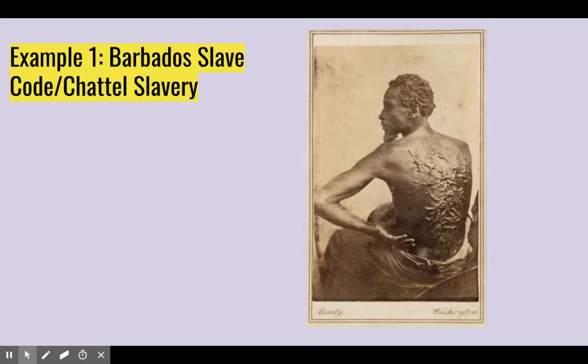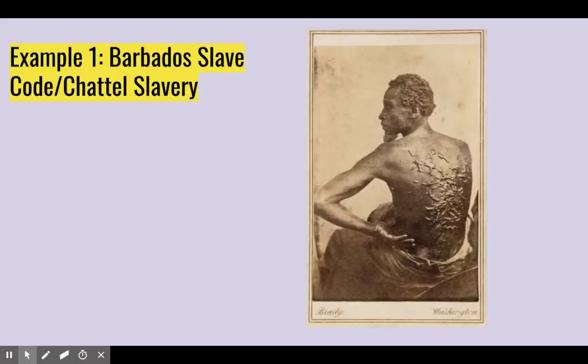And slave status could be inherited, meaning if there were children who were born to slaves, that status of slavery was passed through the mother's bloodline. So if the mother was enslaved, the child would be enslaved for life. This is different than most of the rest of the world, where slavery was for a period of time, or the children of slaves were freed, or the owners would free slaves before the owner's death. That was not the case in Barbados or the southern colonies.